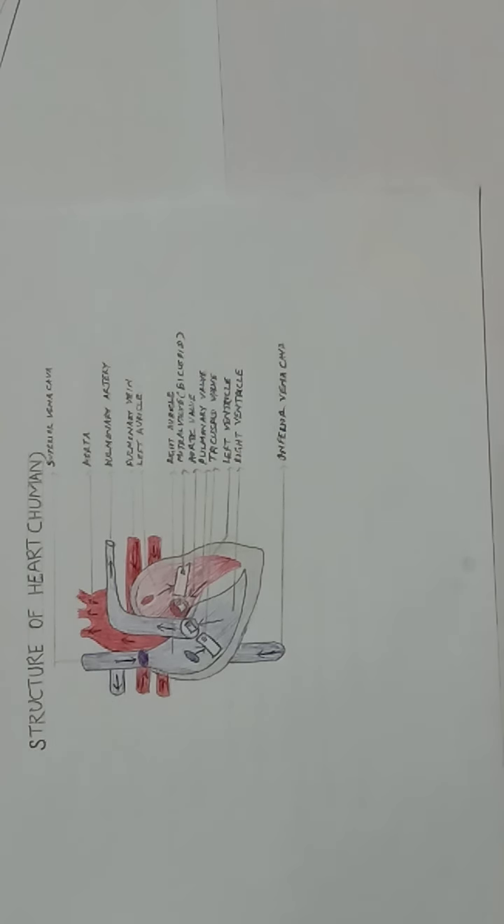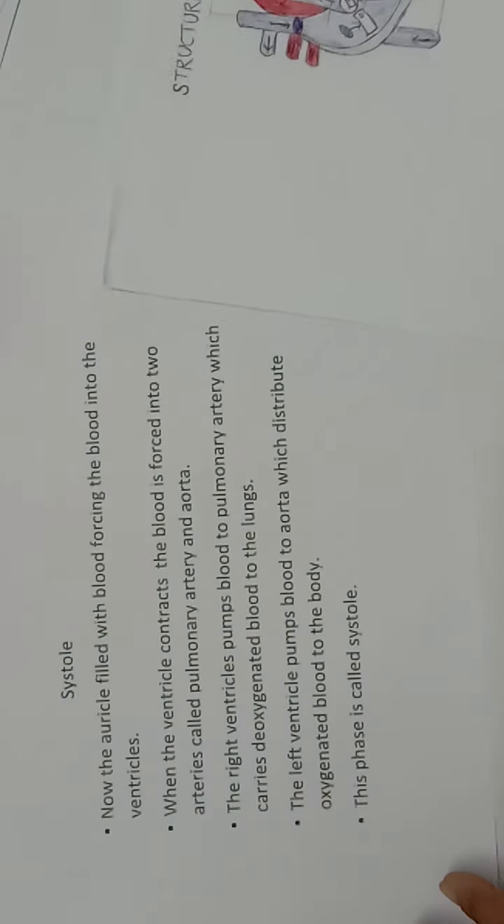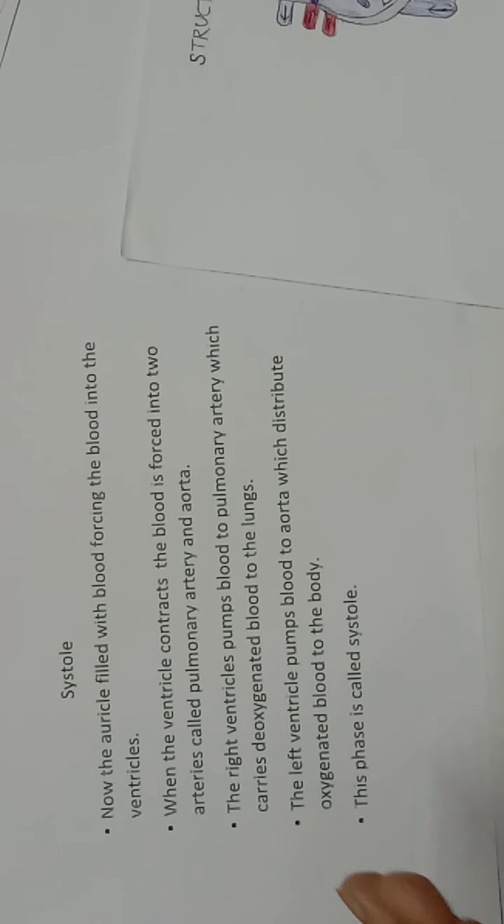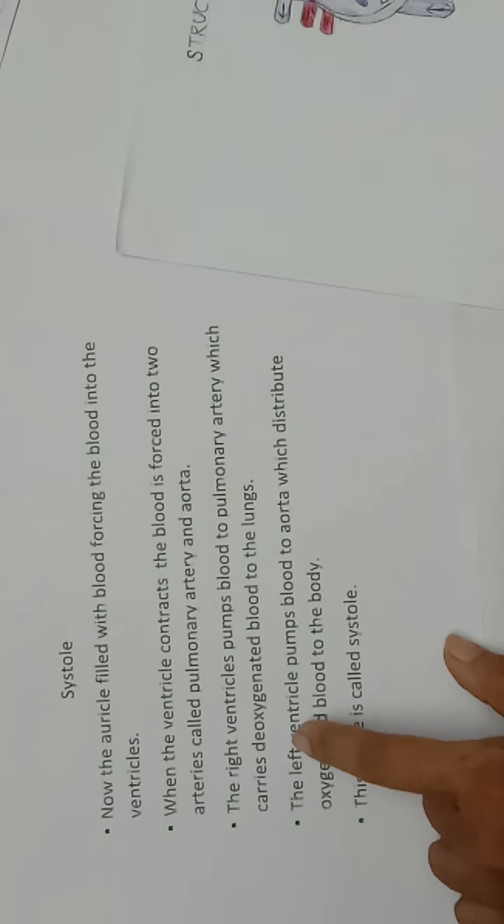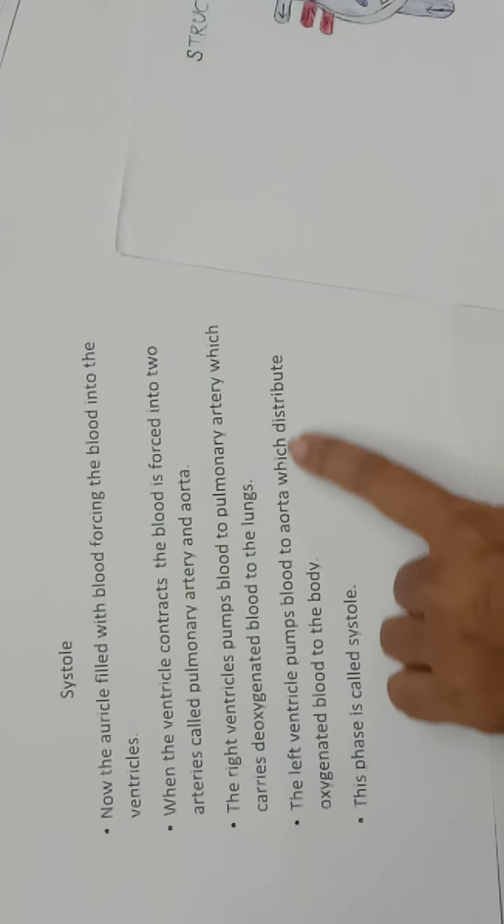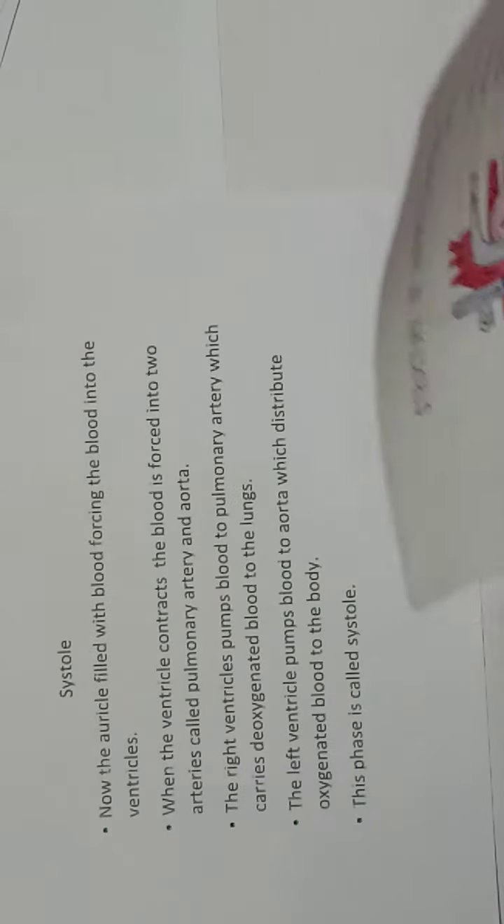In diastole, the deoxygenated blood enters the heart through the superior vena cava and inferior vena cava. At the same time, oxygenated blood enters the heart through the pulmonary vein. Okay, and whereas in systole, the right ventricle pumps blood to the pulmonary artery and the left ventricle pumps blood to the aorta, which distributes oxygenated blood to the body. This phase is called systole. Okay.